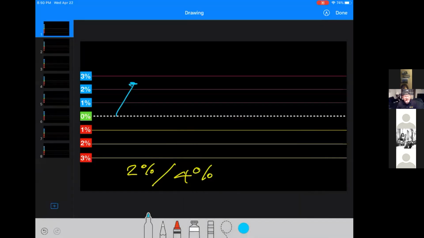So it started. Now, where is my trail going to be? Well, it's going to be 4% below, which would be a little bit above 2. That stretch there is the 4%. But have I locked any profit in? Nope, I have not.